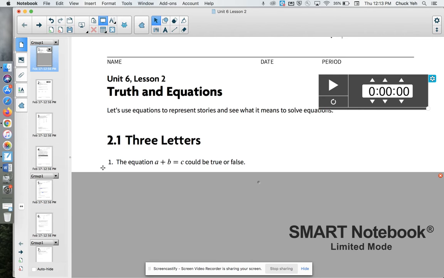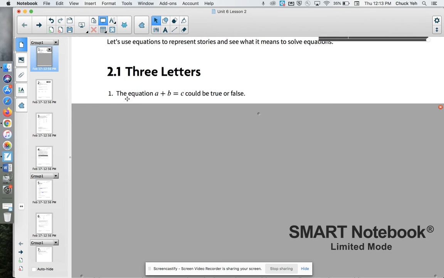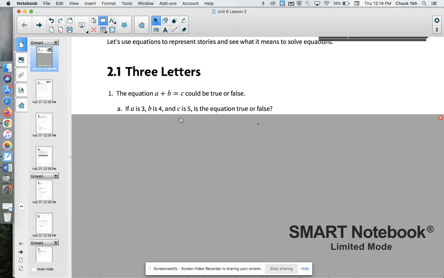2.1. Starting in this unit, you can either write on the PDF on Canvas, or you can continue working in your notebook. It's up to you. Do one or the other. So 2.1, the equation a plus b equals c could be true or false. So if a is 3, b is 4, and c is 5, is the equation true or false?